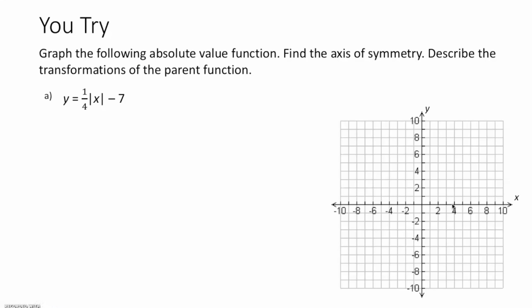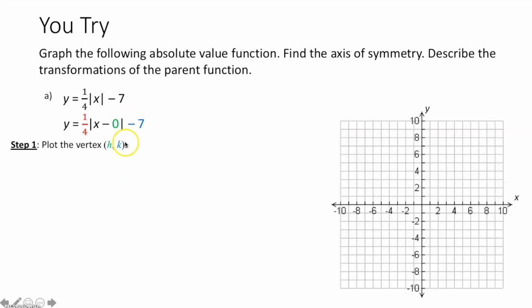You try. Same thing. First, put it into vertex form where we know what our a, our h, and our k are. So here our a is 1/4. Our h, there's nothing inside of the absolute value added or subtracted, so we know that's 0. And then this -7 is going to be our k value.